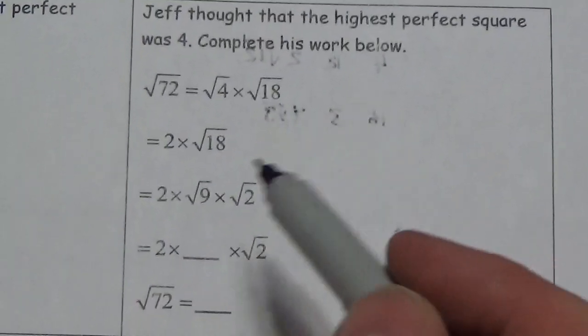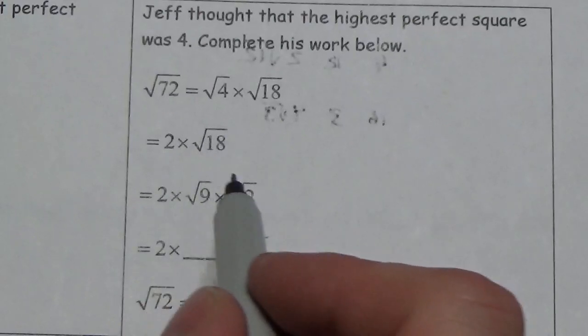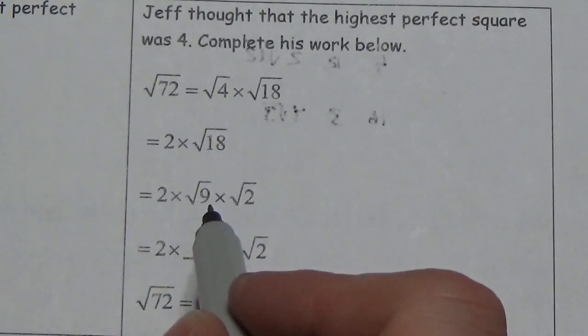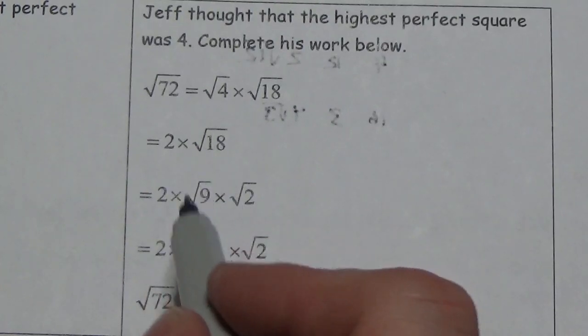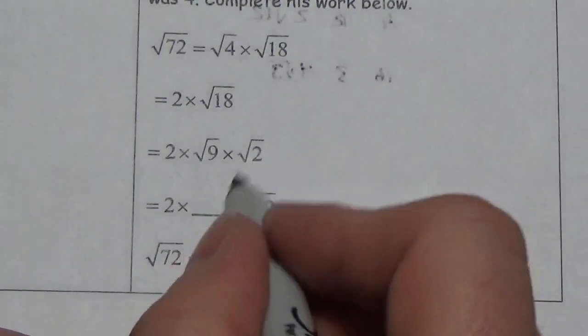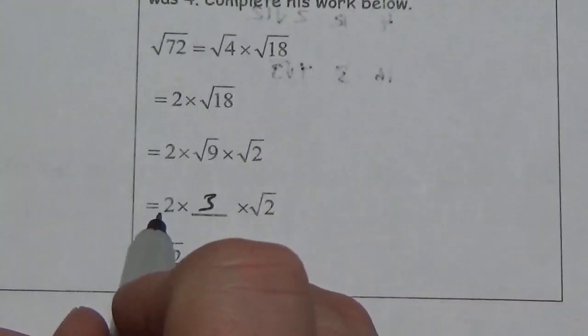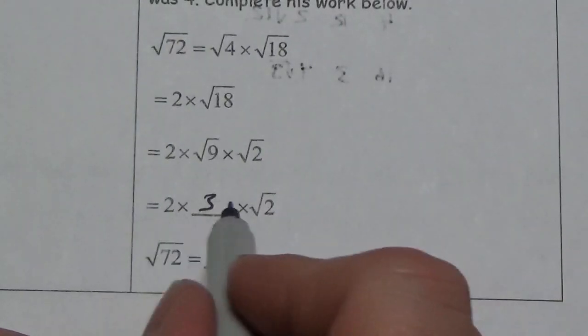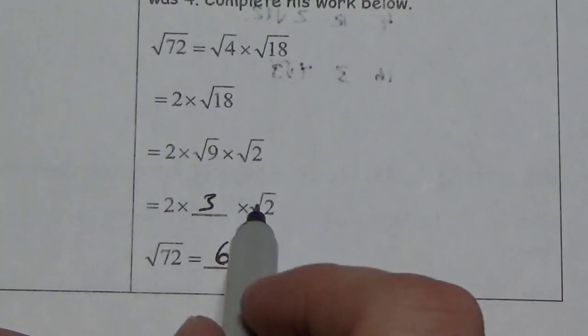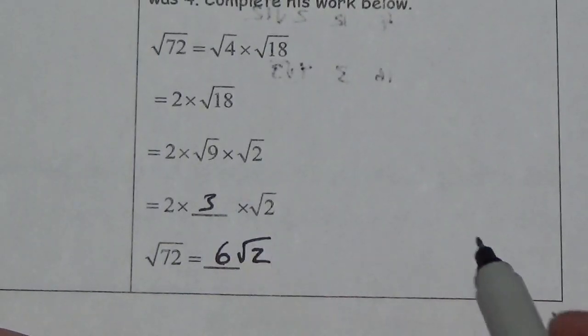And then he broke apart root 18, because he knows that the largest perfect square that's a factor of 18 is 9. So that can be broken down into root 9 times root 2. The square root of 9 is 3. And then 2 times 3 is just going to be 6. So my coefficient here becomes 6. And that square root of 2 just hangs on at the end, multiplied out.